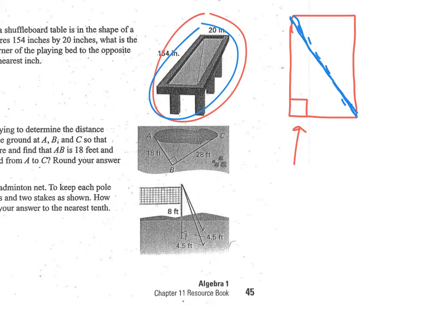So they want you to find that blue line. Well, realize that makes a right triangle, doesn't it? Okay, and all these other problems too, that's what you should be looking for as well. But here's our right triangle, and one end of the shuffleboard is 20 inches. The other one is 154 inches. Okay, using those two dimensions, realize we're trying to find c, right? The hypotenuse, the longest side of that right triangle.